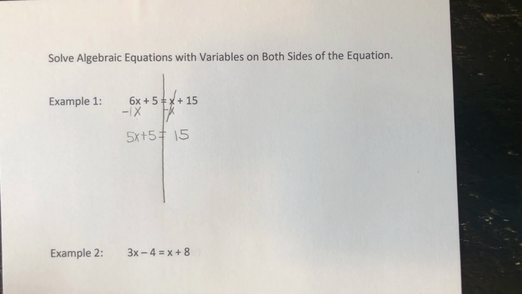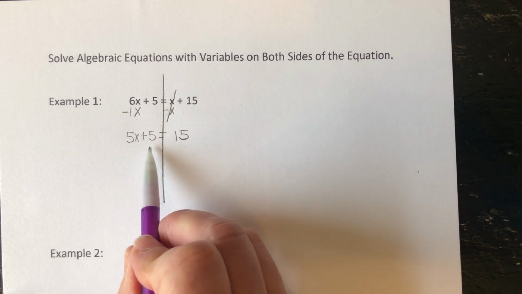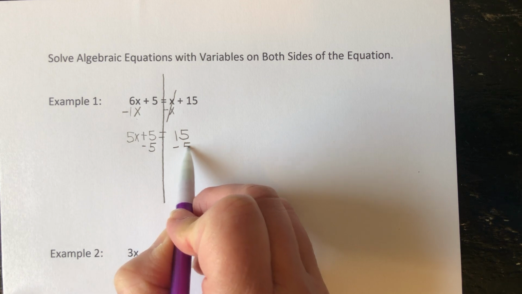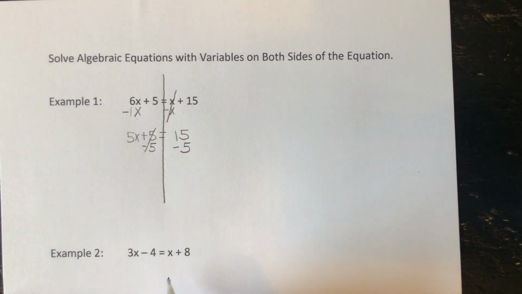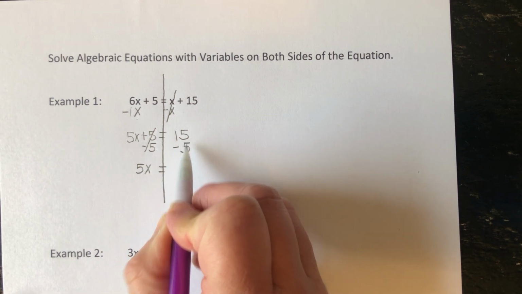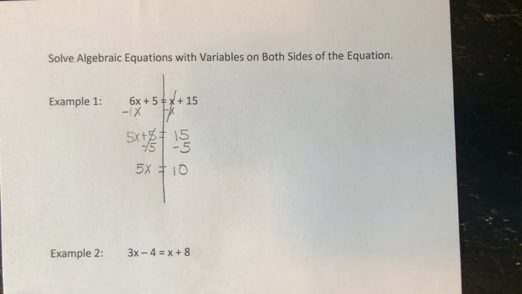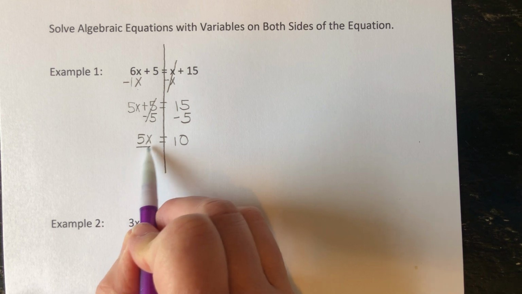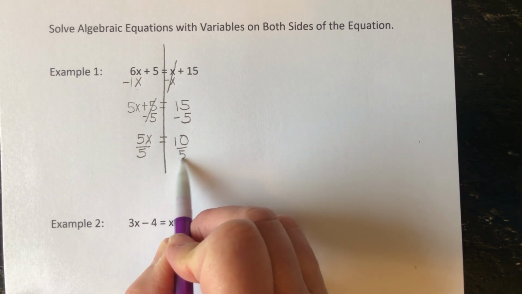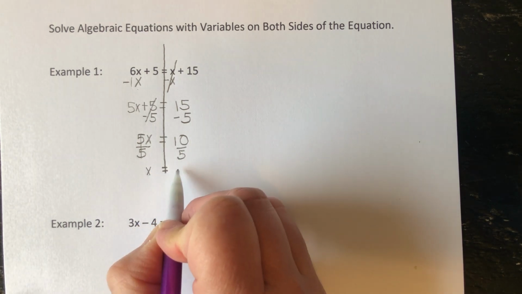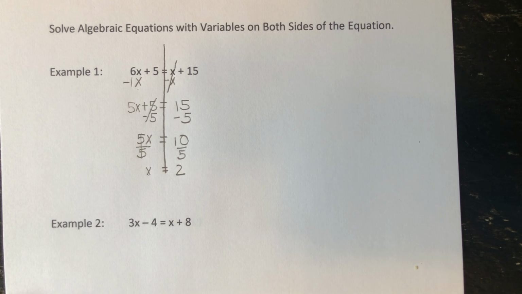So the goal is always the same, to solve for the variable, which in this case is x. So I want to add or subtract first, which it's plus 5, so I'm going to subtract 5 on both sides. My 5's will cancel. I'm left with 5x equals 15 minus 5 is 10. Now I'm going to multiply or divide. This is 5 times x, so I'm going to do the opposite and divide by 5 on both sides. My 5's will cancel, and x equals 10 divided by 5 is 2.